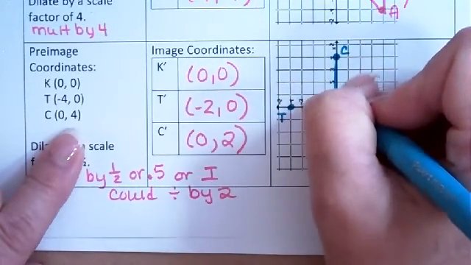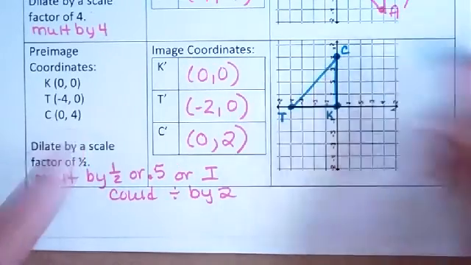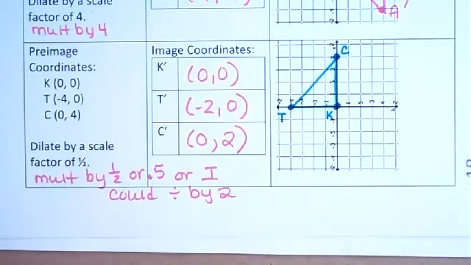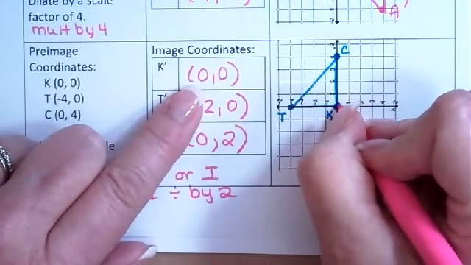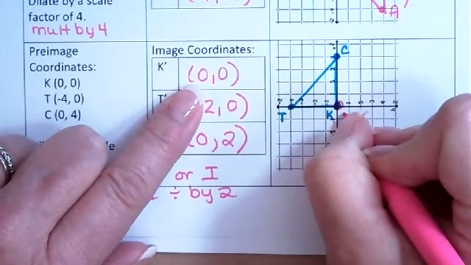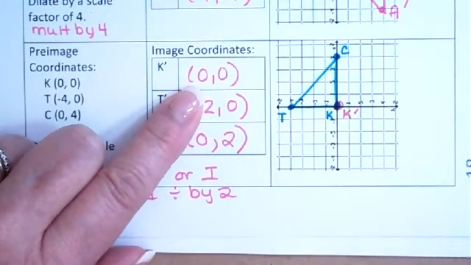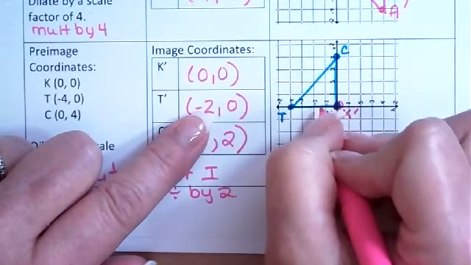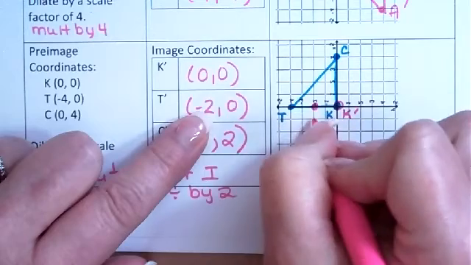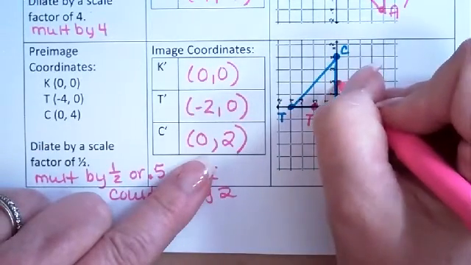Okay, so graph my triangle right here, just like that. Now, I'm going to graph the image and see if it's half the size. Okay, so K prime is also at 0, 0. So I can label that point K prime also, just set them side by side right there. T prime is at negative 2, 0. So negative 2, 0 is right here, and that's T prime. And then C prime is at 0, 2.